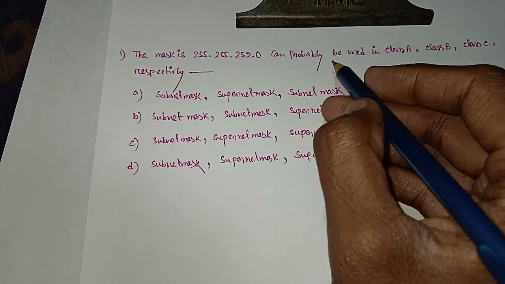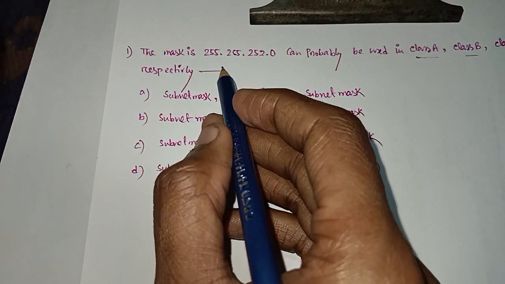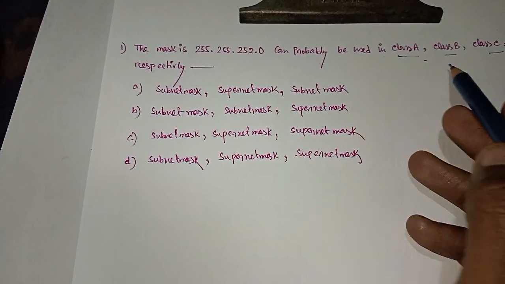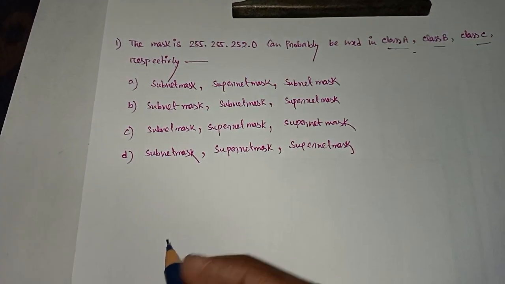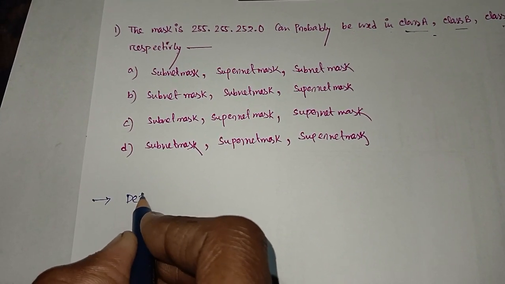255.255.252.0. It can probably be used for class A, class B, and class C. So we have to find out, for class A, whether subnet or supernet is used, and similarly for class B and class C. For that, we have to note down the default subnet mask of each network.